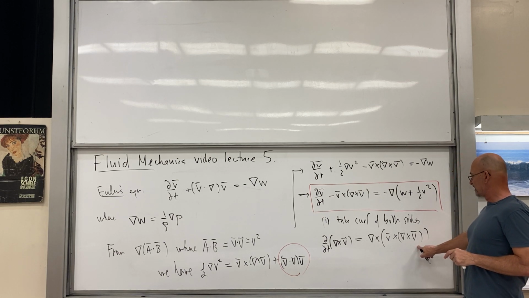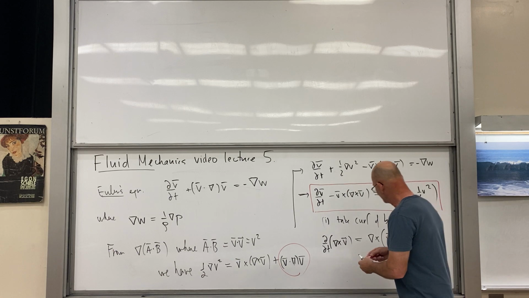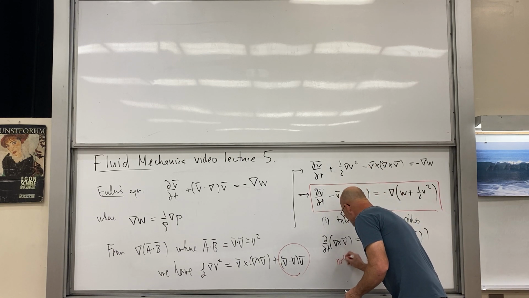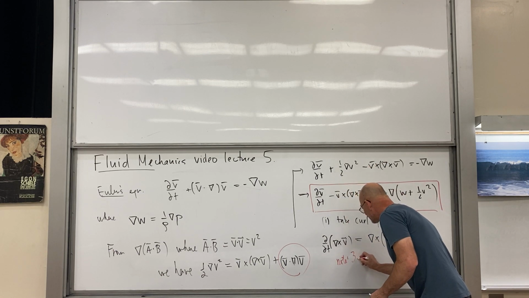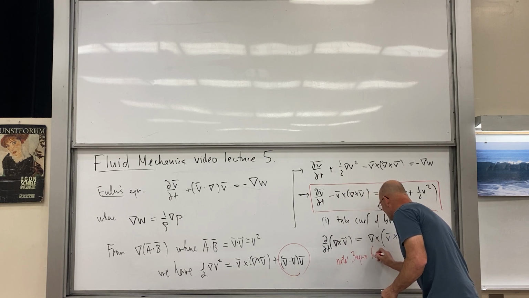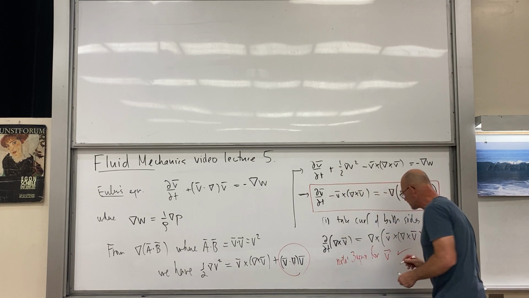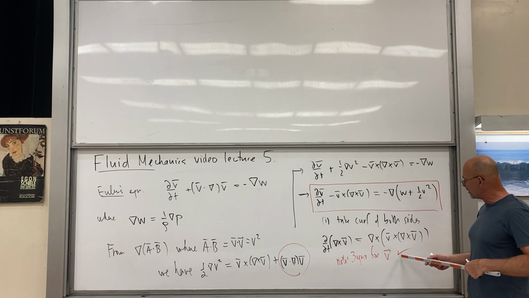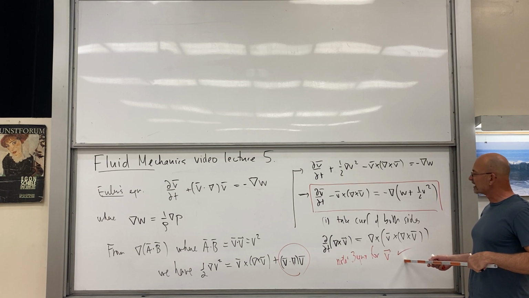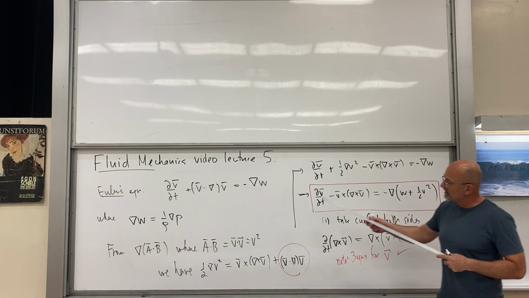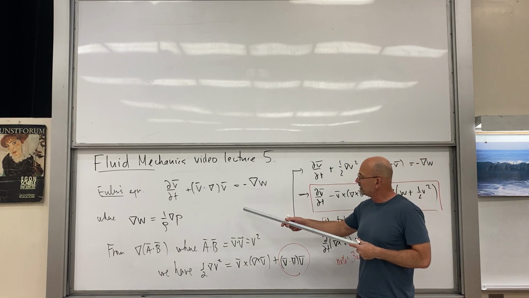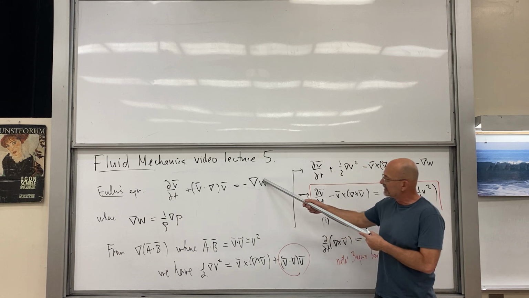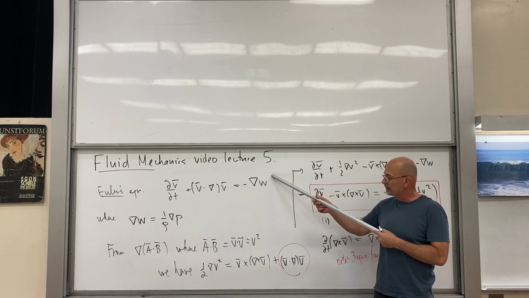Okay. So let's go ahead and just put that as a note here. Note: 3 equations for v, which means in principle it can be solved. And if you do solve it, then you can go back to the original Euler's equation, because now you know v, and you can just plug this back in, and then your only unknown is p.